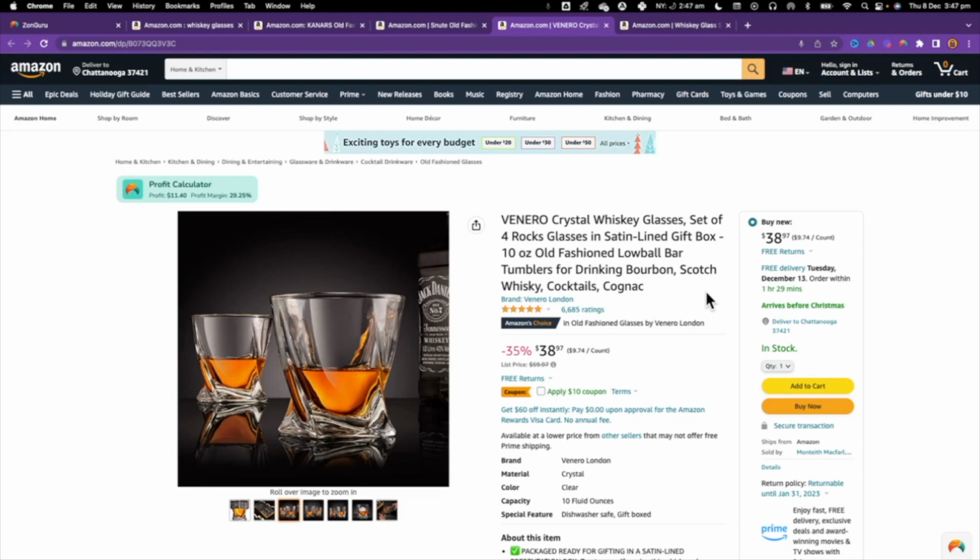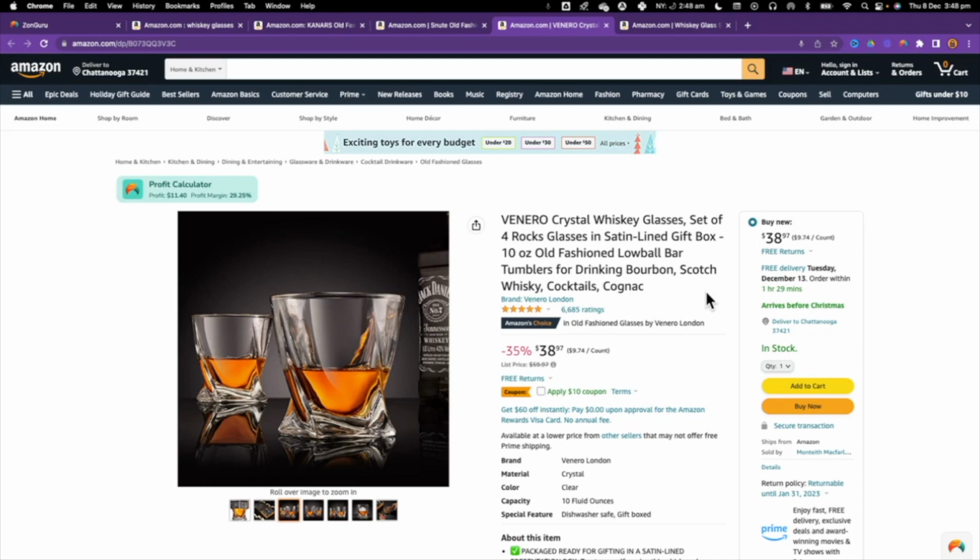Then it goes on to say 10-ounce old-fashioned low ball, bar tumblers for drinking bourbon, scotch, whiskey, cocktails, cognac. That is all very well written. It has some really good keywords in it, but it's not keyword stuffed. I think that's really very readable. I think that is a really well done title. I just would have taken the brand name out. I don't think it's necessarily needed there.